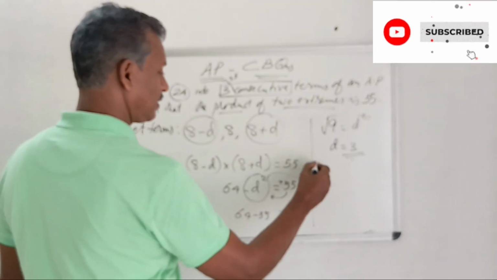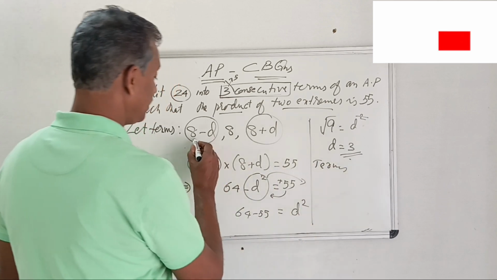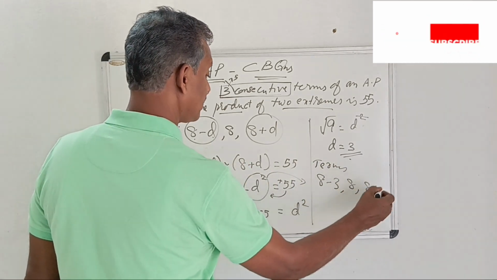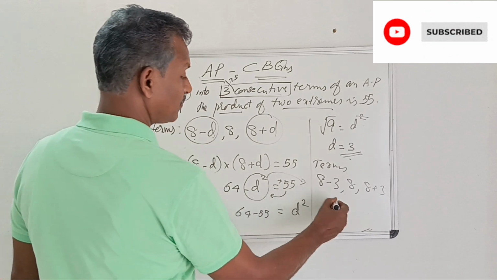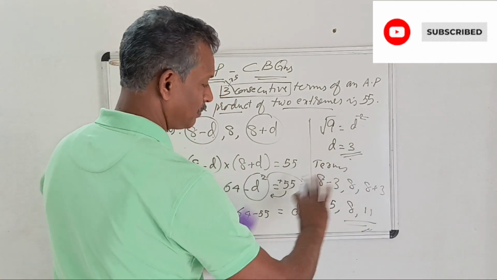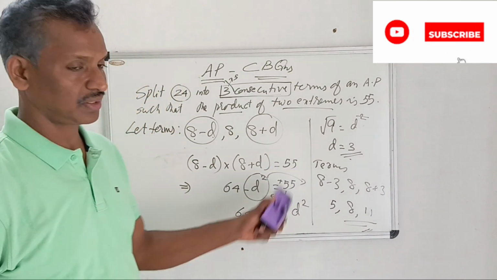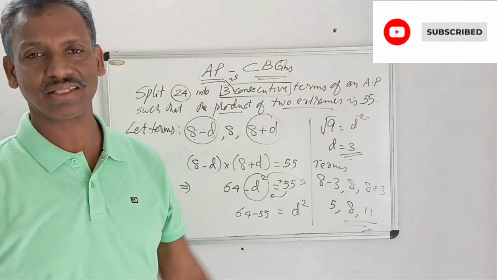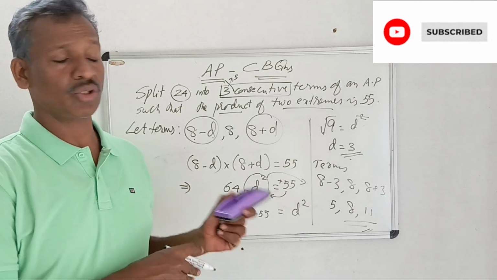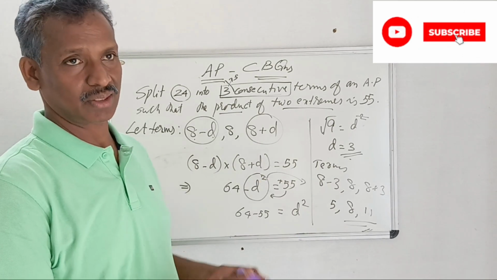As D is 3, which are the terms? When D is 3, the terms are 8 minus 3, 8, 8 plus 3. That is 5, 8, 11. And if you take minus 3, then it will be reversed. 11 will come first, 8 will be the middle, and 5 will be the last. Only that difference is there. The terms are the same only. Here we don't have to write the first term, last term like that.